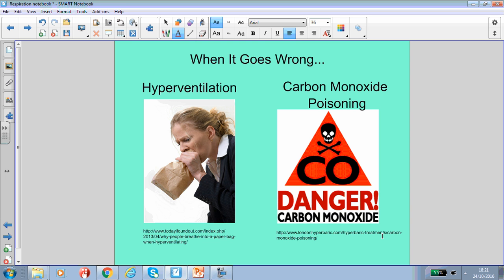So that's us covered the topic of gaseous exchange. This combined with the other sections that you've looked at in terms of the structure and function of the respiratory system should be able to now meet the learning outcomes that we have set for this section.